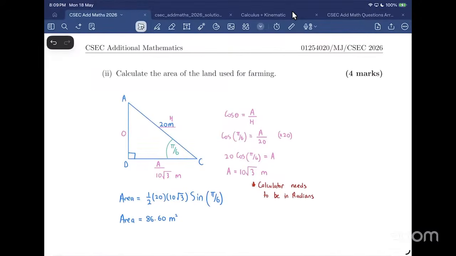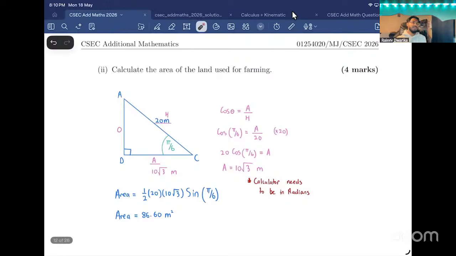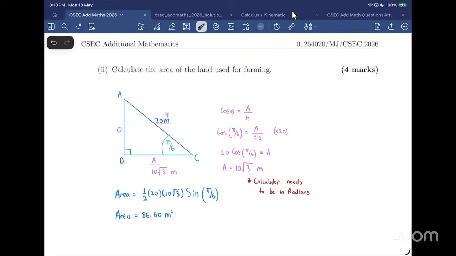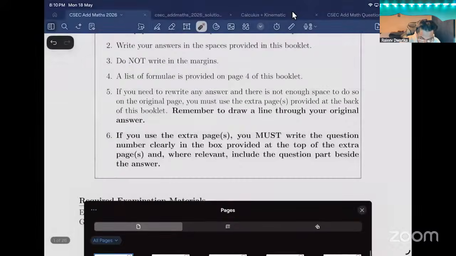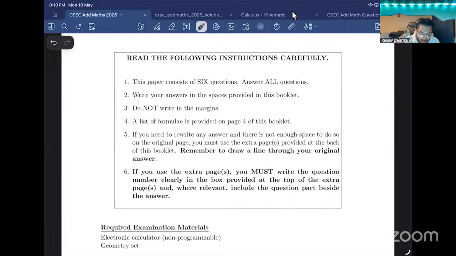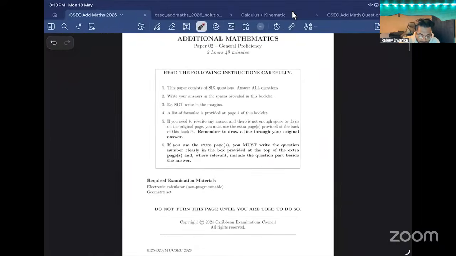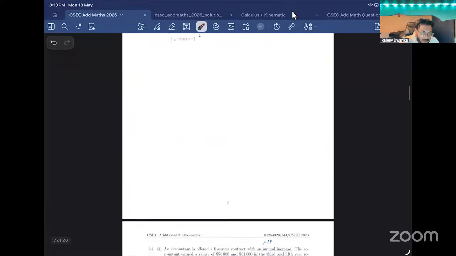How do you know when you have to write it to 3 significant figures or 2 decimal places? I just used 2 decimal places. I don't think there's a specific instruction. No, there isn't a specific instruction telling you what to round it off to. So it's fine. 2 decimal places or 3SF is fine, though typically choose 2DP.